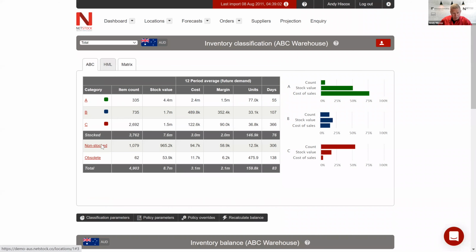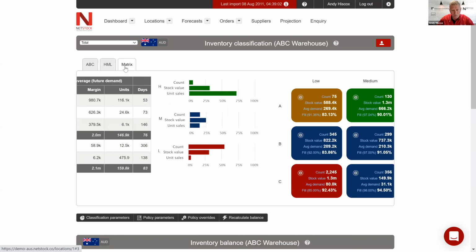Just before we get to the matrix, there are 2 other types of products: non-stocked and obsolete. Non-stocked is like indent ordering or stuff you're trying to phase out of, and obsolete is product that you're absolutely trying to get out of. Everything else falls into our grid.